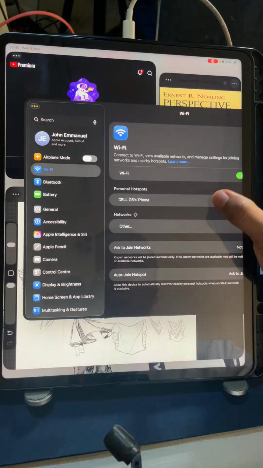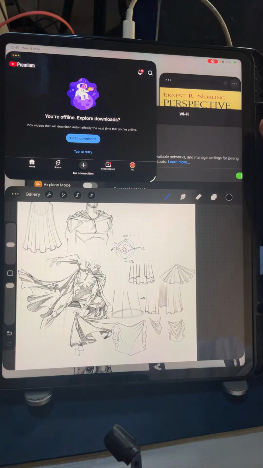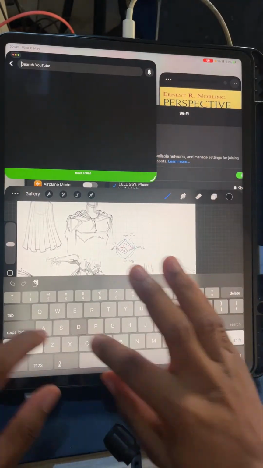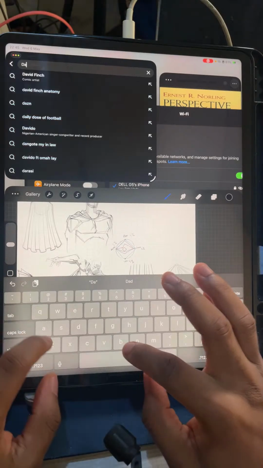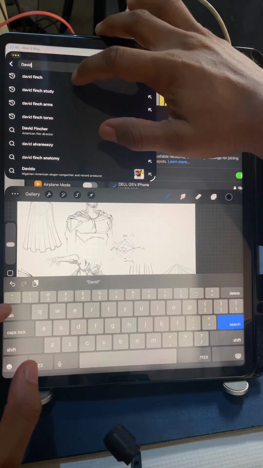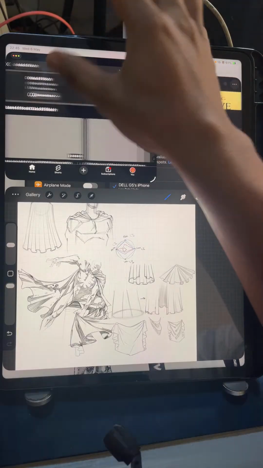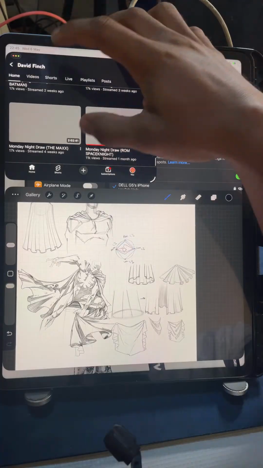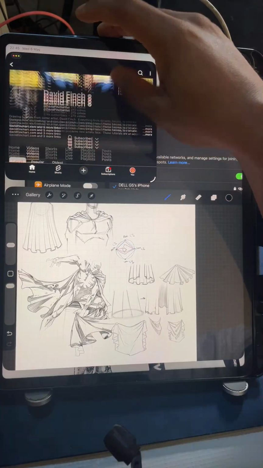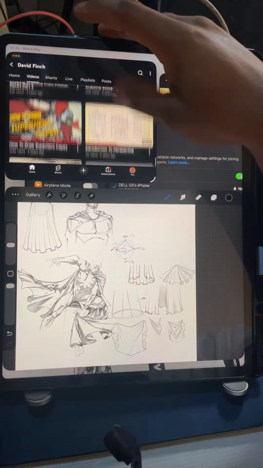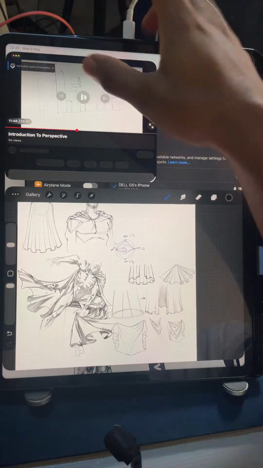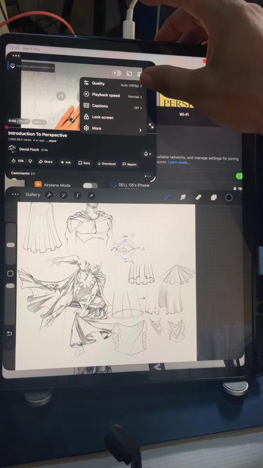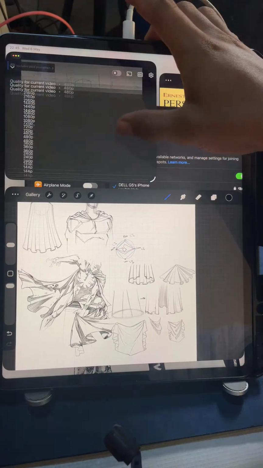Why the hell is my network not working? So I'm just going to find the video now. Let's see, David Finch. Introduction to Perspective. All right, there the video is. All right, I'm going to start from the beginning, and let me see. Let me make it a bit brighter.